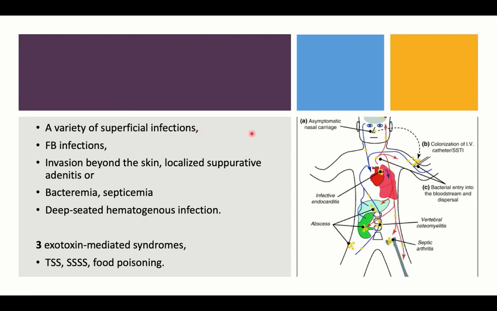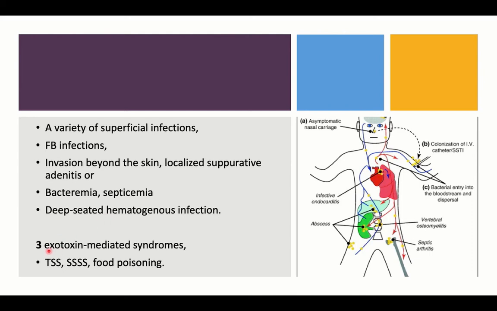Staphylococci can cause a variety of superficial infections, as they are normal commensals in skin and mucous membranes, related to foreign body infections, as we have just mentioned. Invasion beyond the skin can occur, resulting in localized suppurative adenitis, for example, suppurative inflammation of a lymph node, or after this invasion through the skin can end in bacteremia and septicemia. Or it can be related to deep-seated hematogenous infection; remember septic arthritis and osteomyelitis.